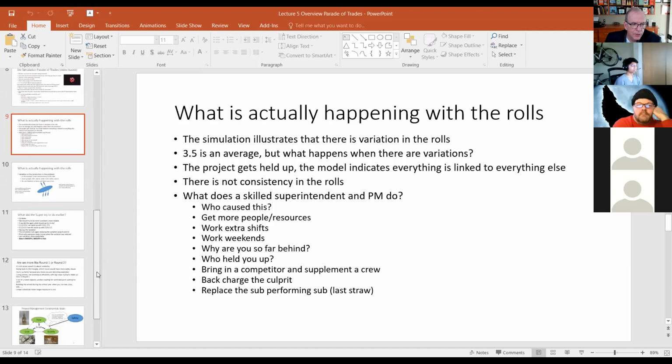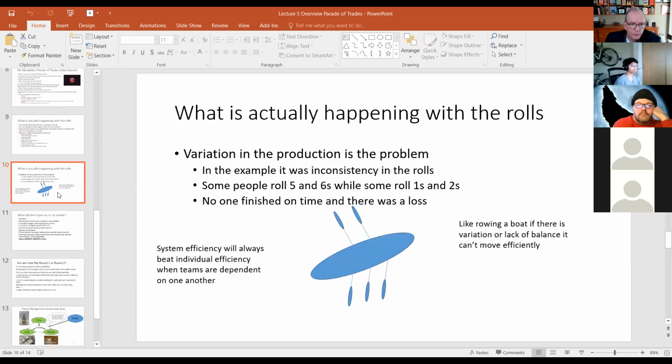But what's really going on, right? What is really going on? Well, it's almost like you've got a boat and you've got 3 oars on one side and 2 on the other. You do not have a nice even flow. There's inconsistency. You're not going in a nice even direction. It's up and down. Some people are rolling 5s and 6s, while some people are rolling 1s and 2s. No one finished on time, and there was a loss, right? So when they rolled all of the dice through the groups at the table, they were able to sum up the rolls. And when they did that, nobody made money on the project.